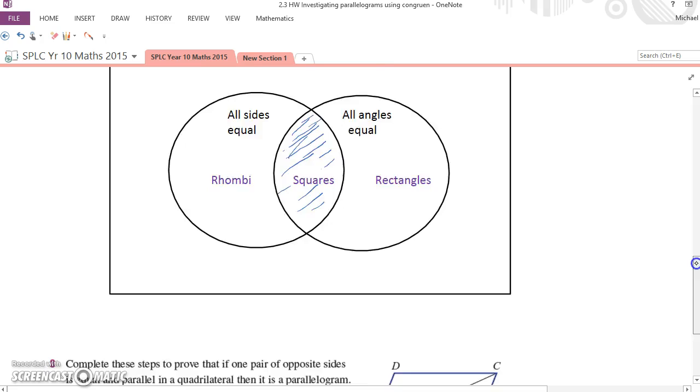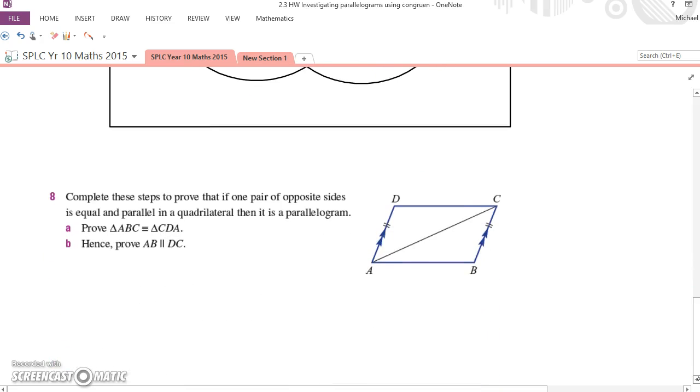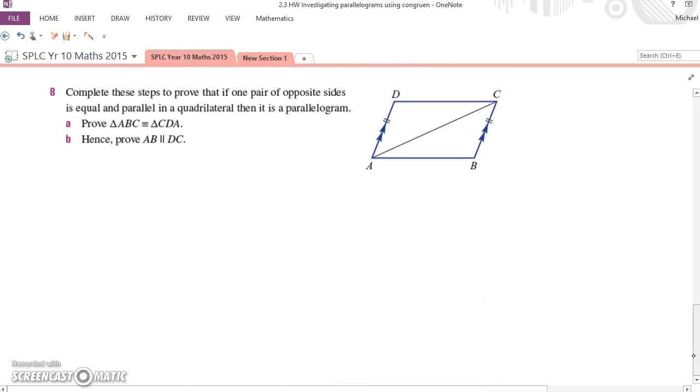What sort of questions will you get? Pretty straightforward, easy ones. I thought I'd do one with you here just to make sure you know exactly what's required. Complete these steps to prove that if one pair of opposite sides is equal and parallel in a quadrilateral, then it is a parallelogram.